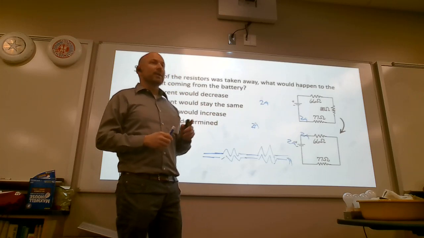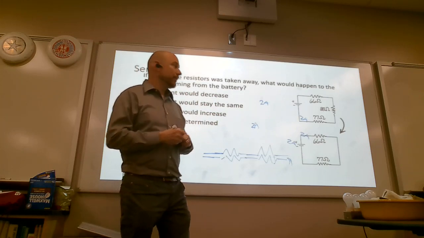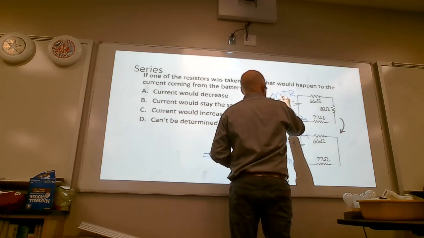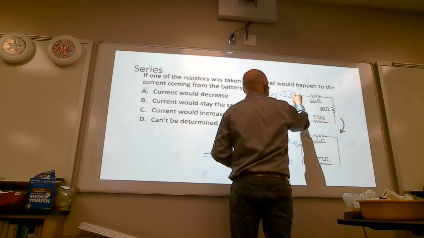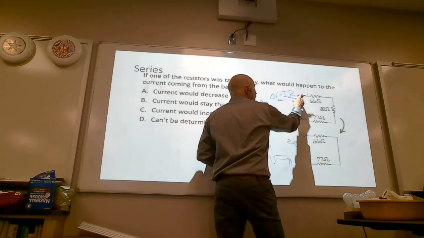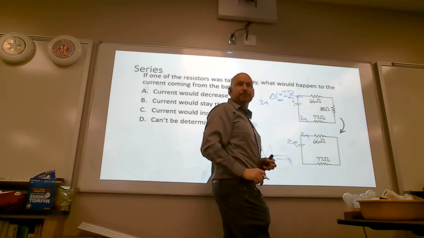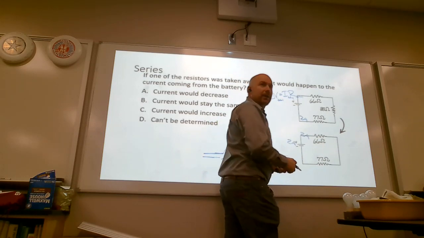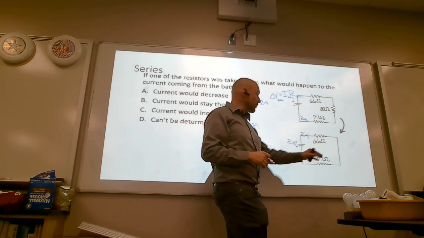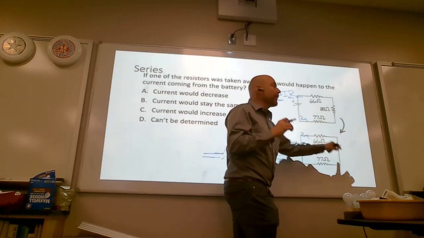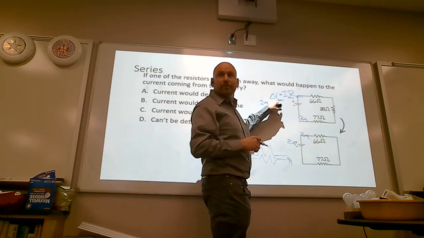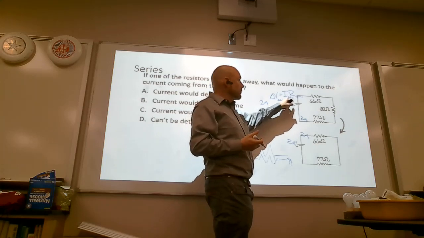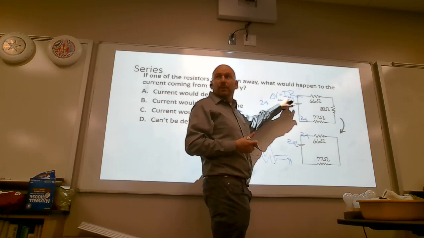If you change the circuit, the total resistance changed. The total resistance did what? Increased or decreased? Decreased. You took away a resistor. Therefore, the battery didn't change. The voltage didn't change. So the total current has to go up.